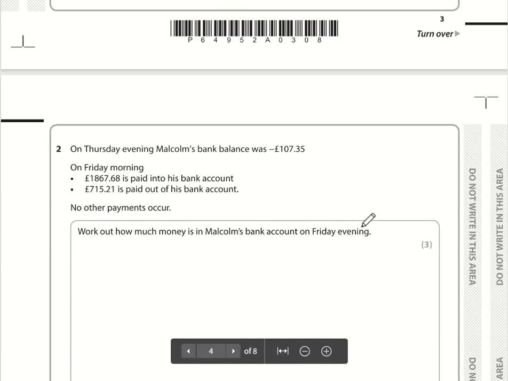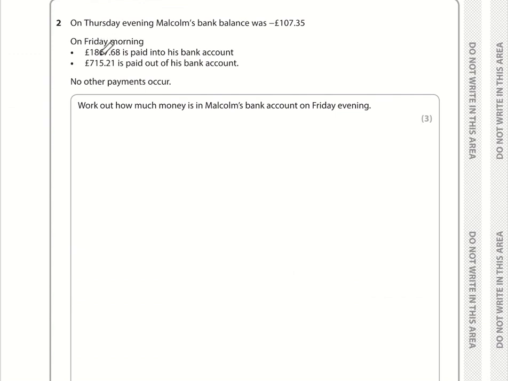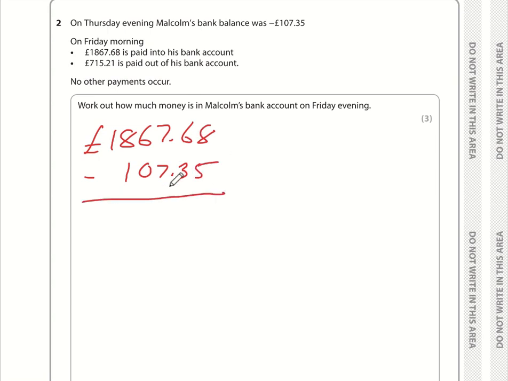Okay, let's have a look at question number 2. On Thursday evening, Malcolm's bank balance was minus £107.35, so he's in the red, and then this amount here is paid into the account. Well, what we could do is add this amount to this negative number, but what we can do is just subtract this from the positive number. So 1867.68 take away 107.35. So do a nice column, keep the decimal points in line and everything else will be lined up correctly, and put a decimal point in the answer box.